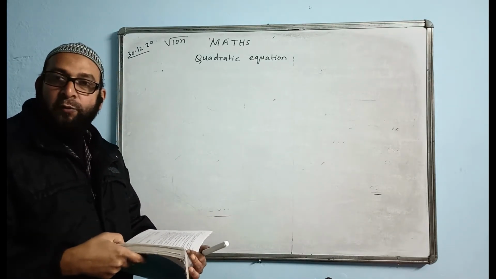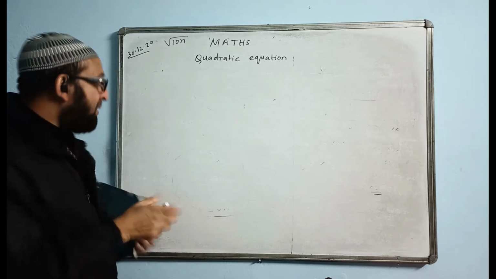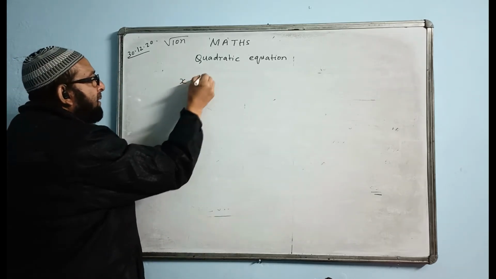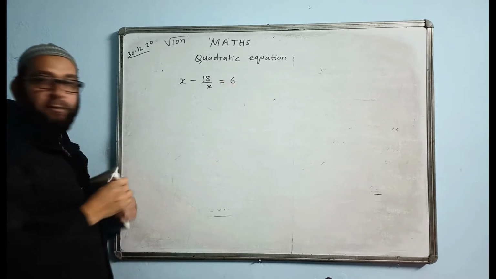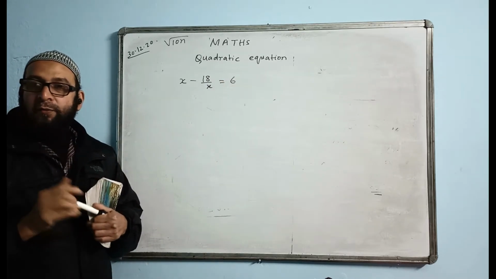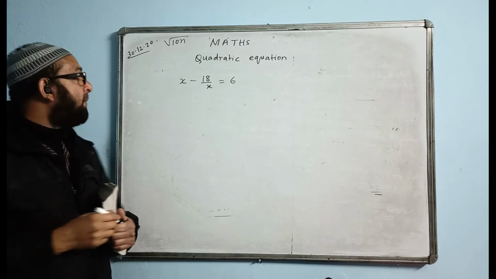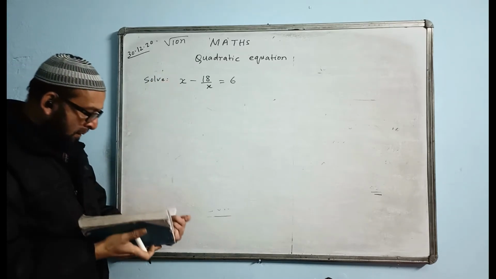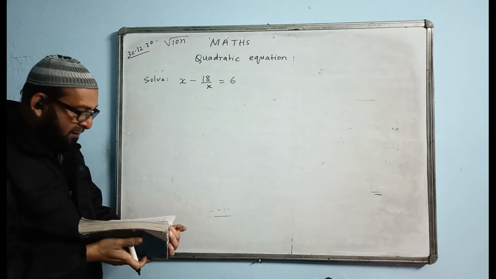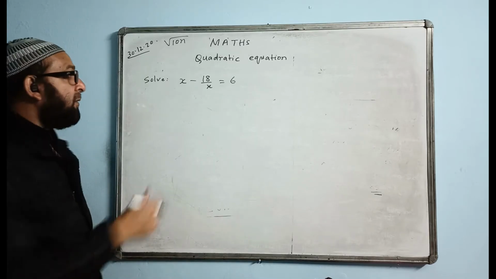Solve the following equation, and the equation is given like this: x minus 18 by x is equal to 6. This is the equation given. You have to solve it. Solve. And give your answer correct to two significant figures.